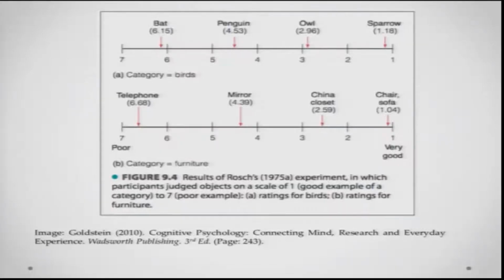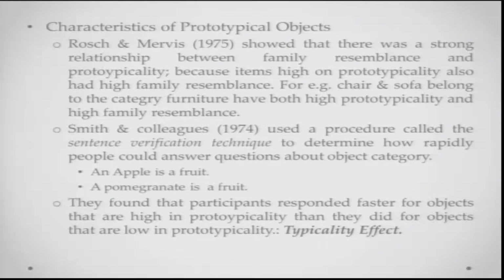What are the characteristics of these prototypical objects that we are talking about? We can talk about various experiments that have been done with these objects. So, Roche and Mervis in 1975 showed that there was a strong relationship between family resemblance and prototypicality, because those items which are high on prototypicality are also high on family resemblance. A chair and a sofa belong to the same category and both have high prototypicality and both have high family resemblance. So, those ideas kind of fuse into each other at some point.